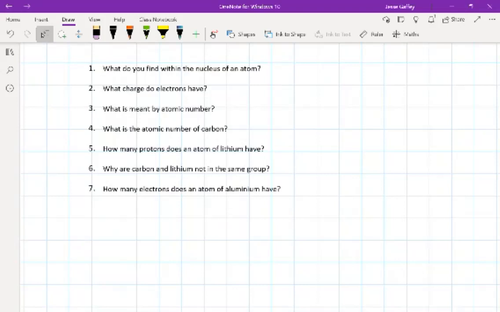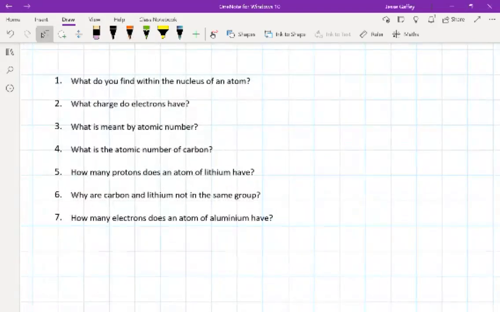Okay, so you should only be listening to my voice if you have paused and done the questions. A reminder that if you do not do the questions, then you are not going to learn very much at all. Okay, so what do you find within the nucleus of an atom? In the nucleus, we find protons and neutrons. So you should have said protons and neutrons.